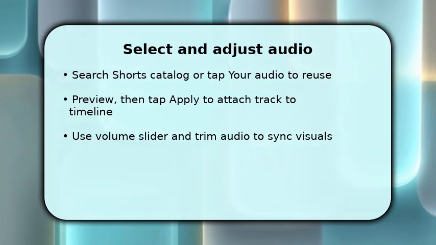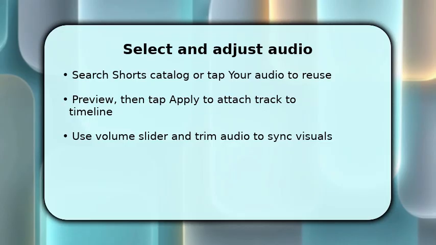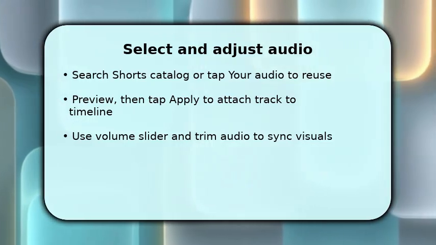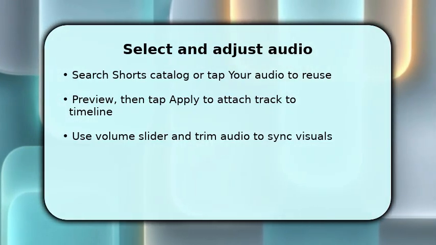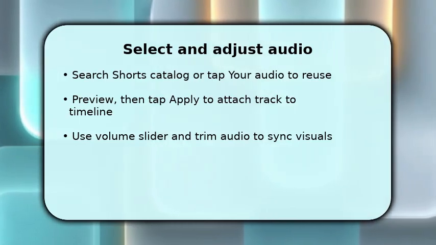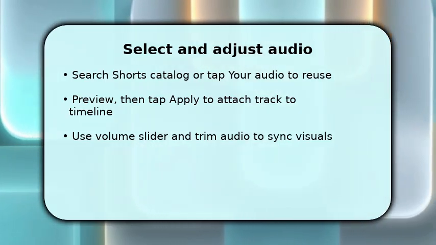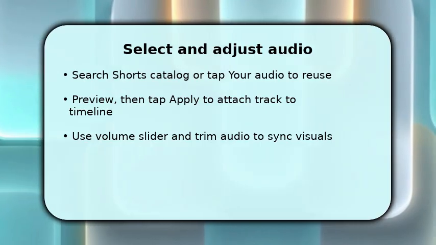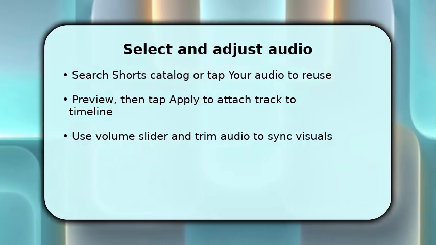Once added, use the volume slider to mix original camera sound versus music, and drag the audio clip to trim or align beats with cuts. This step is critical because timing and levels determine viewer engagement, so adjust until the visual rhythm and audio match.